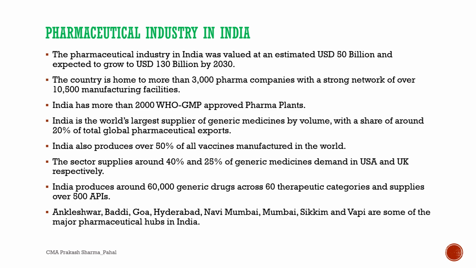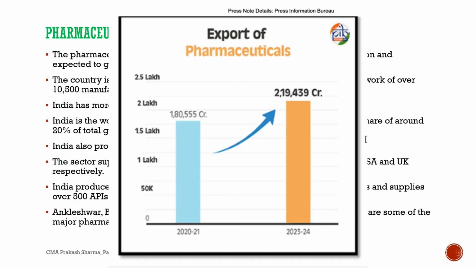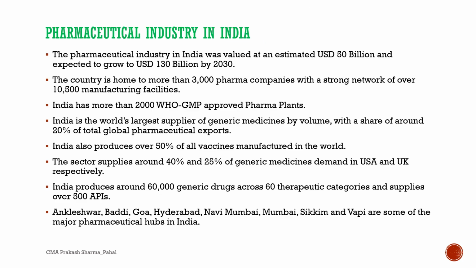India is the world's largest supplier of generic medicines by volume, with a share of around 20% of total global pharmaceutical exports. India also produces over 50% of all vaccines manufactured in the world. This sector supplies around 40% and 25% of generic medicines demand in the US and UK respectively. India produces around 60,000 generic drugs across 60 therapeutic categories and supplies over 500 APIs. Ankleshwar, Baddi, Goa, Hyderabad, Navi Mumbai, Mumbai, Sikkim, and Vapi are some of the major pharmaceutical hubs in India.